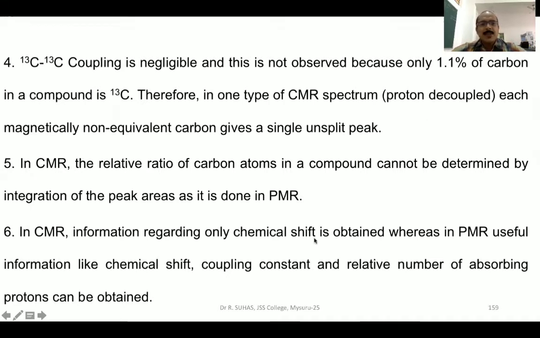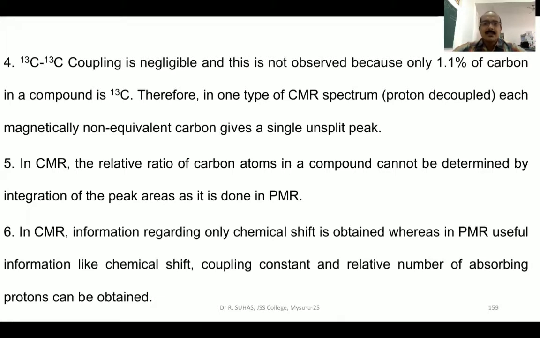The fifth difference being, in proton NMR, we will see how many hydrogens are there. Whereas in carbon, you cannot ascertain that because the relative ratio of carbon atoms in a compound cannot be determined by integration. So integration is lacking here. You must have remembered in proton NMR that step-like peaks appear. Those steps are nothing but integration. That can be done in proton NMR, whereas in carbon 13 NMR, you won't see any kind of integration. So integration cannot be done in CMR, unlike proton NMR.